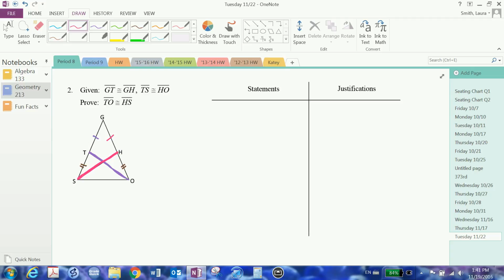The key here is this last piece, and that is that if GT and GH are congruent and TS and HO are congruent, then couldn't I add these and get that whole long side congruent? And couldn't I add these and get this long side congruent? Now, do you see the two triangles that we're looking at? Do you see it? It's those upper two triangles.